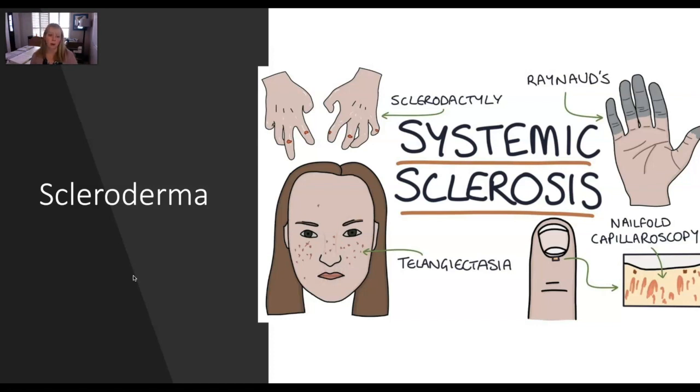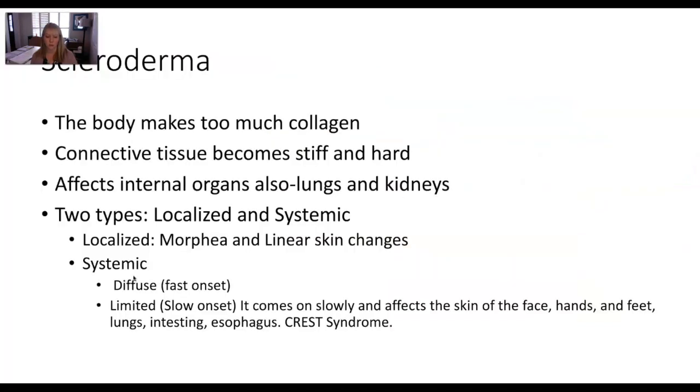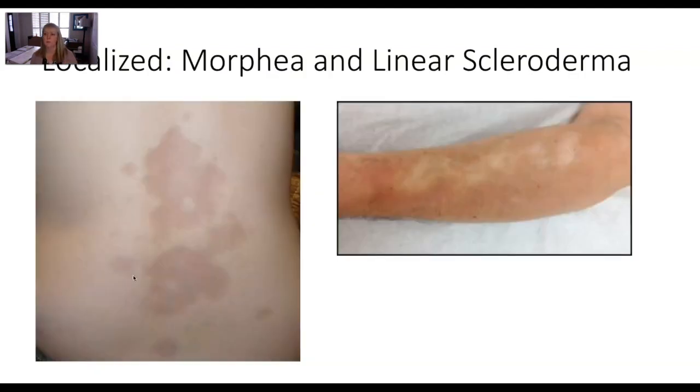Commonly, these patients have Raynaud's, and you can see the telangiectasia, which I can never say that word, on the face. So your body starts making too much collagen, that connective tissue becomes stiff, and it can affect your internal organs, lungs and kidneys. There's two types, localized and systemic. Localized is more of just skin changes, whereas the systemic comes on either fast or slow, but it involves the lungs, intestine, esophagus, in addition to your face, hands, and feet.